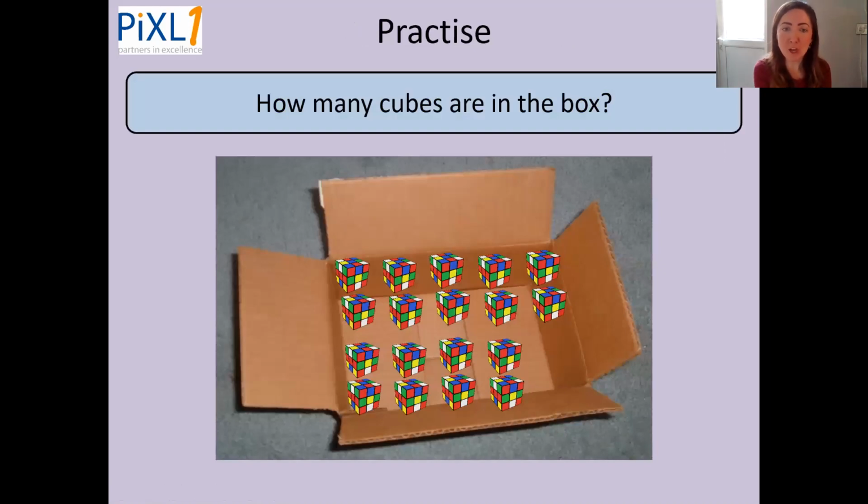And how about how many cubes there are in the box? Now these are already organised into twos, aren't they? So let's have a try at counting those cubes. Here we go. 2, 4, 6, 8, 10, 12, 14, 16, 18. 18 Rubik's Cubes in the box.